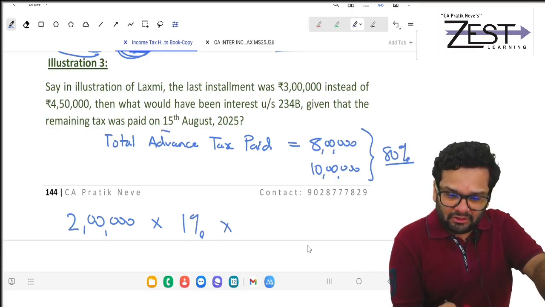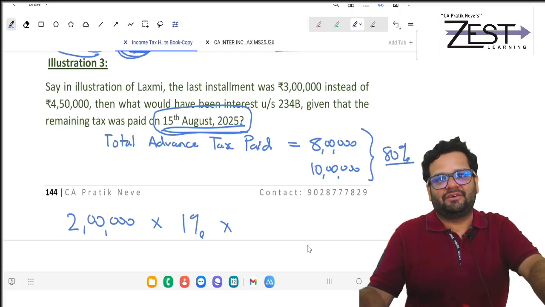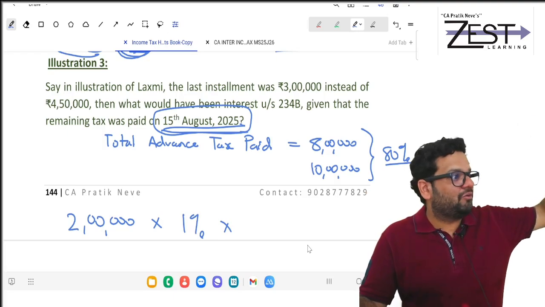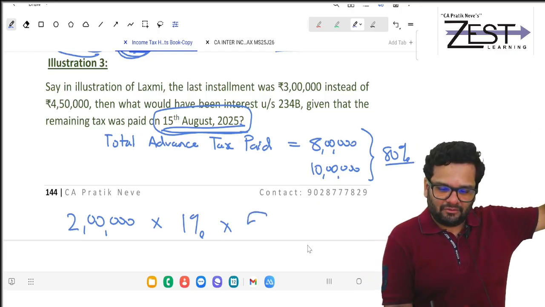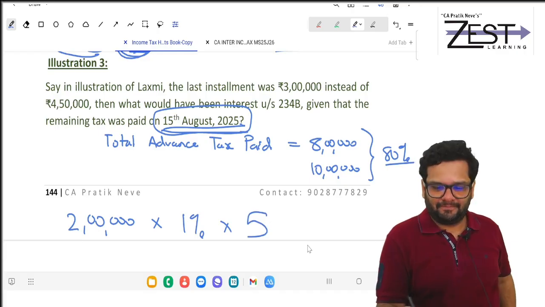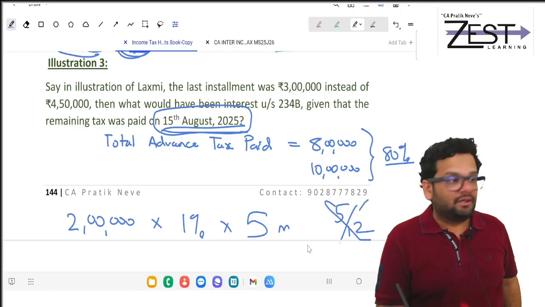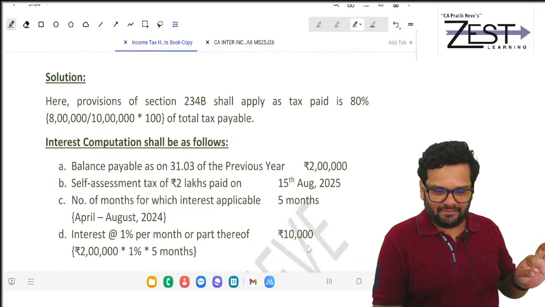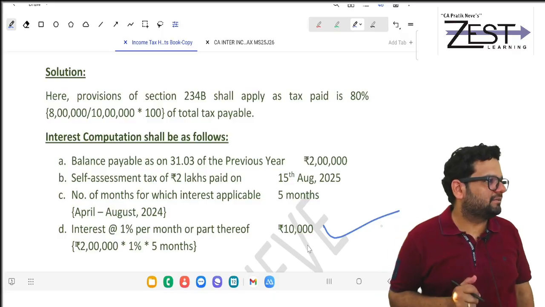You have paid on 15th August 25. April, see, till 31st March, you have already covered. April, May, June, July, August. 5. Student will be tempted to do this. Don't do this. It's 1% per month. What is the amount? 10. As simple.